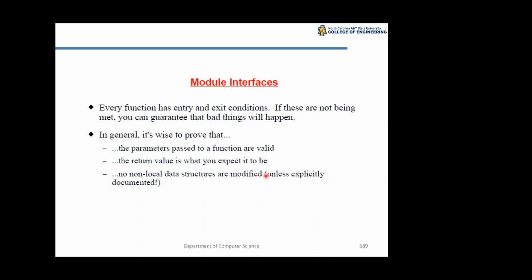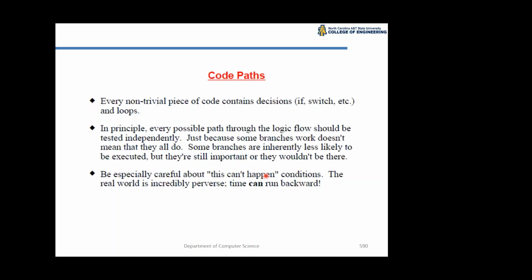The code path is basically about the if statement and switch statement. Try to find whether the logical flow is correct or not. Every possible path should be tested independently. So if one path, or some branches, is working pretty well, it doesn't mean that the other branches will work well too.